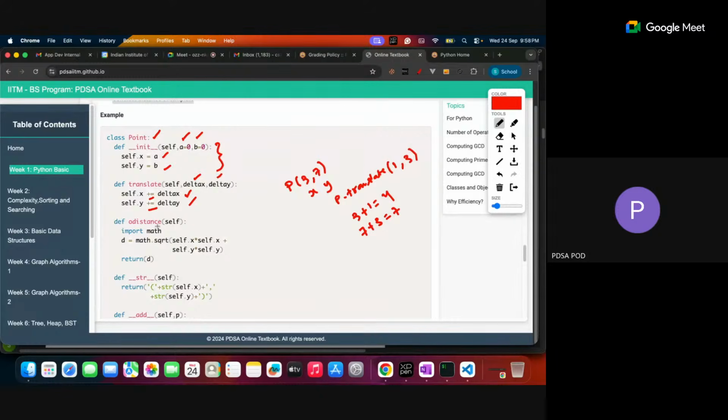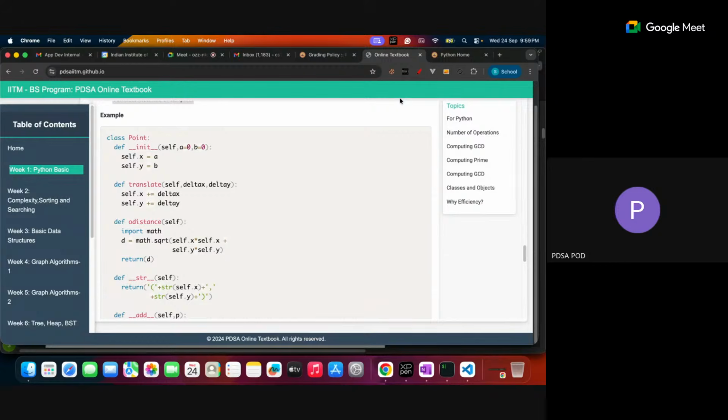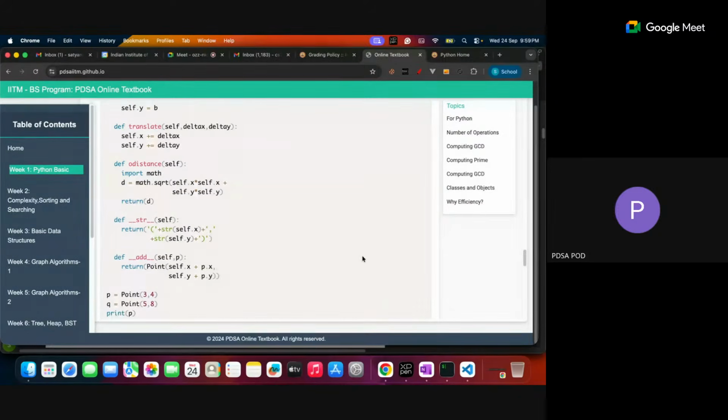This is an addition operation. Now, calculating the distance. They are using the Euclidean formula with the square root function. So x square plus y square, and we take the square root of that. That's the distance you are calculating between points. Now you see this, here it is. These two things are overloaded functions.